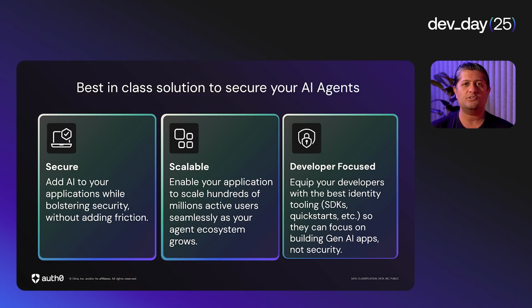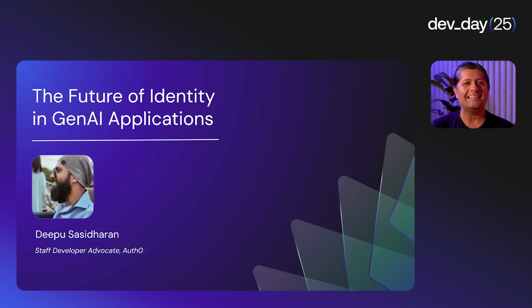Auth for GenAI is built using secure identity standards and ships with SDKs for languages and frameworks that you use. It also comes with clear and easy to understand docs so that you can enjoy securing your GenAI apps with the developer experience you've come to love from Auth0. So, let's see it in action. I want to introduce you to Deepu Sasidaran from our developer advocacy team. He's going to walk us through how you can add identity to your AI-powered application using Auth0.